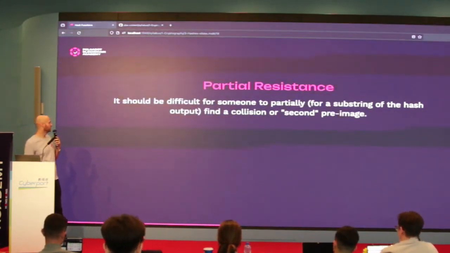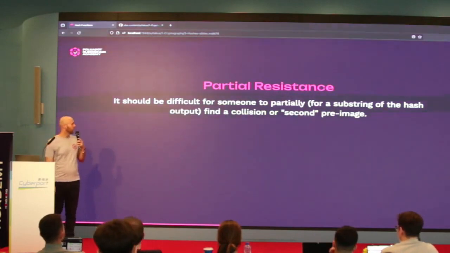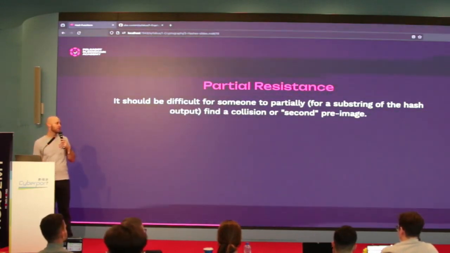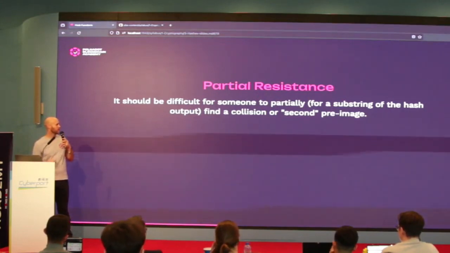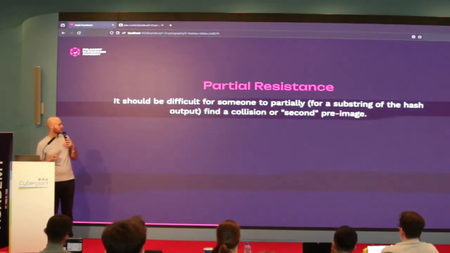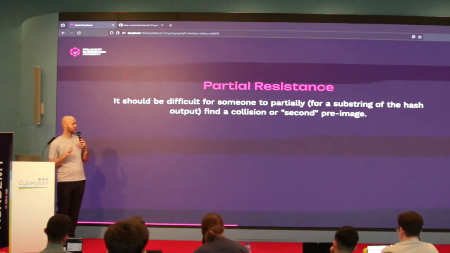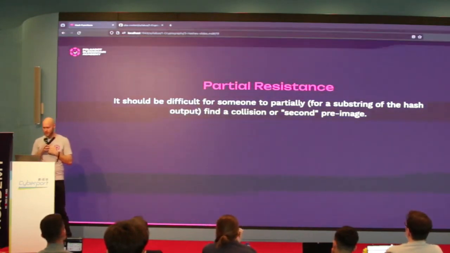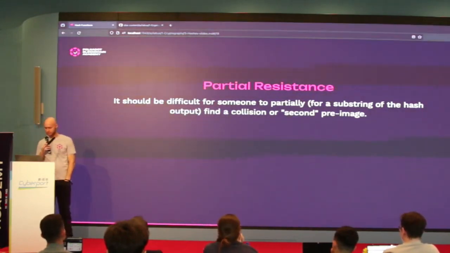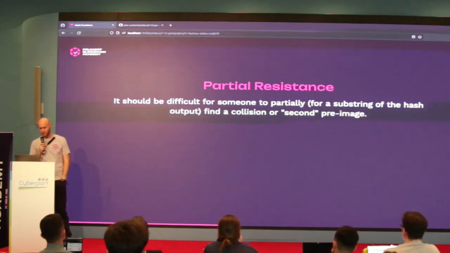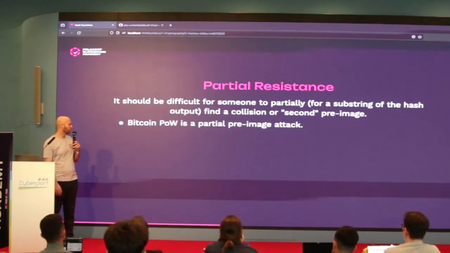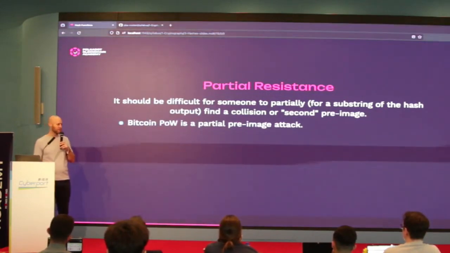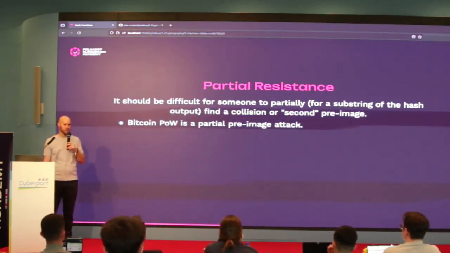Partial resistance. We still want it to be difficult to partially find a substring of the hash output, so finding a collision or a second preimage. So let's go here. Bitcoin proof of work, you can kind of think of it as a partial preimage attack.